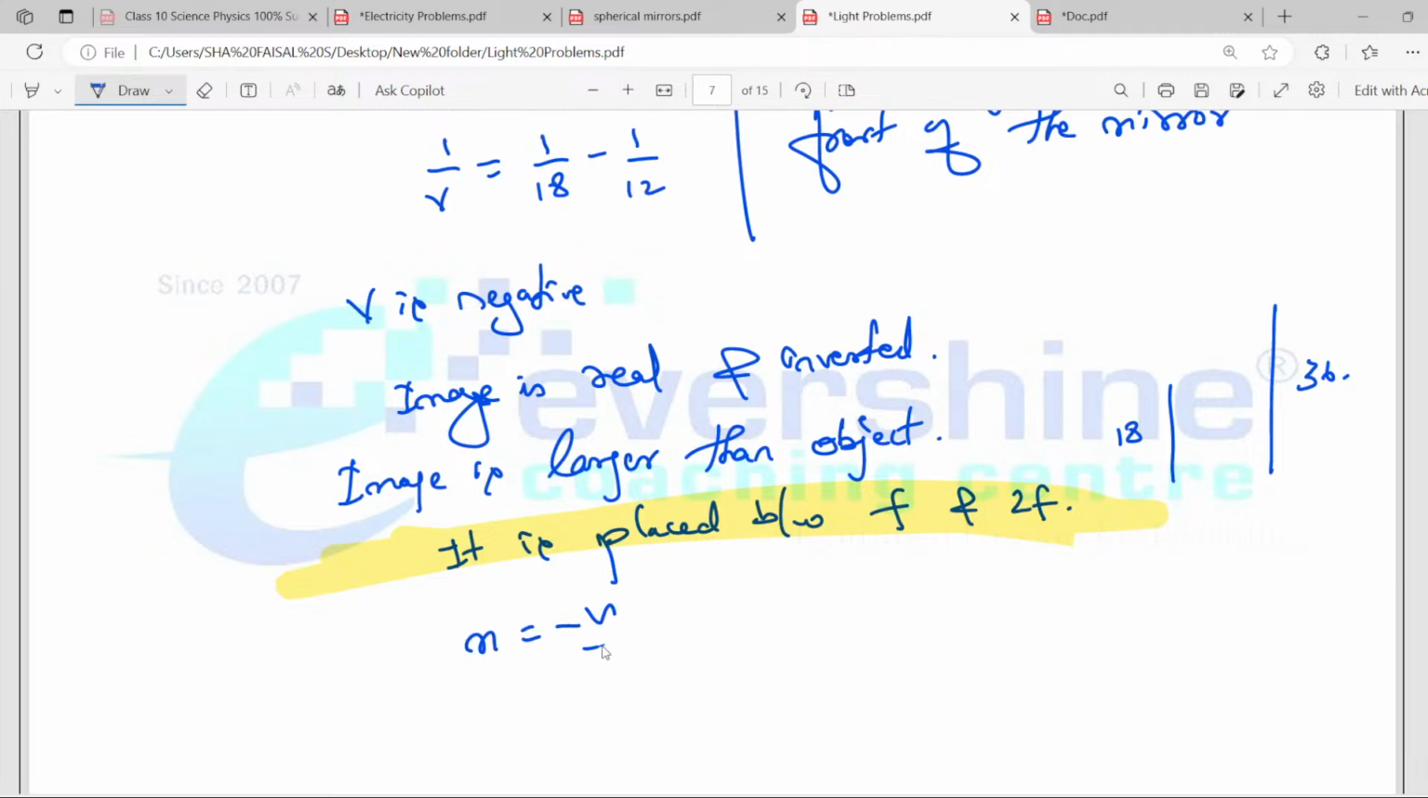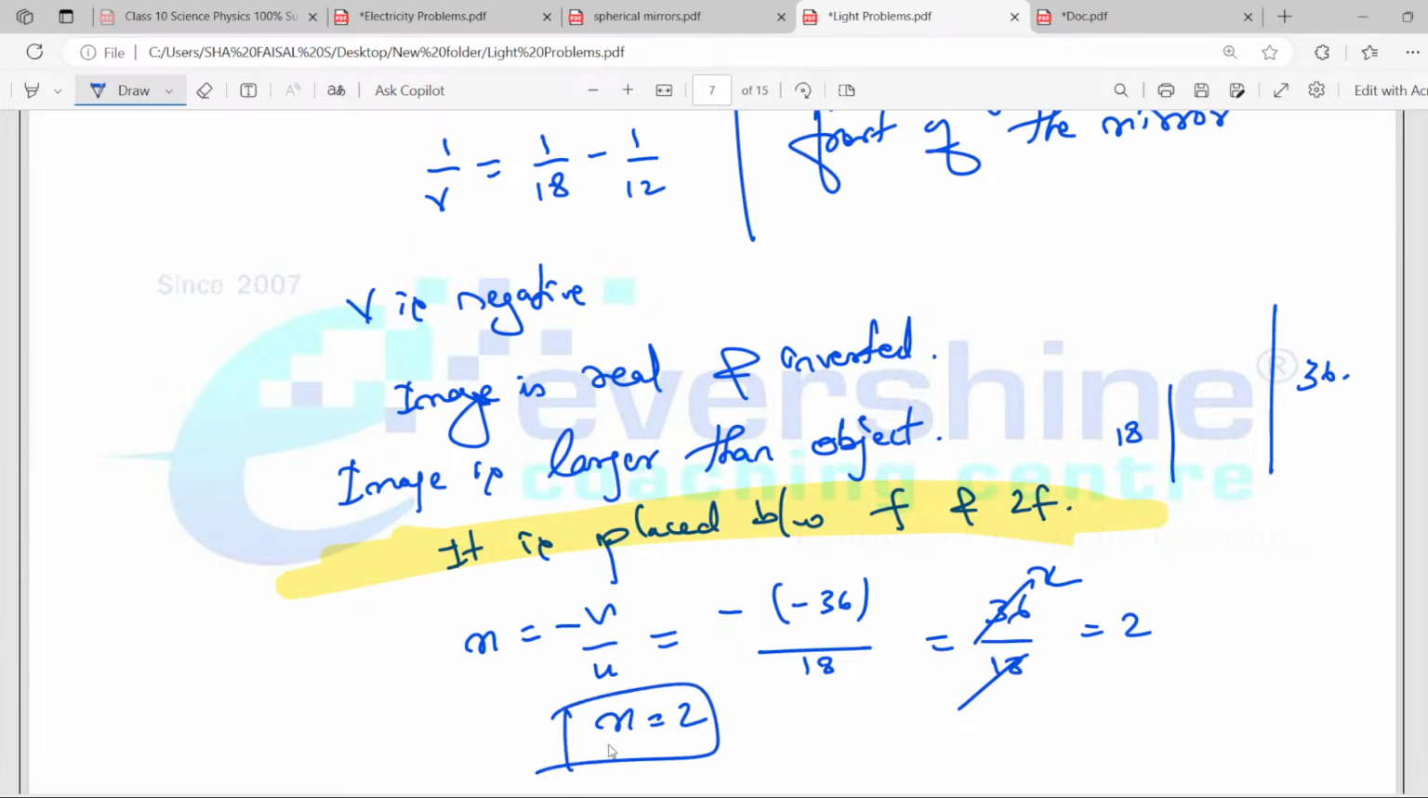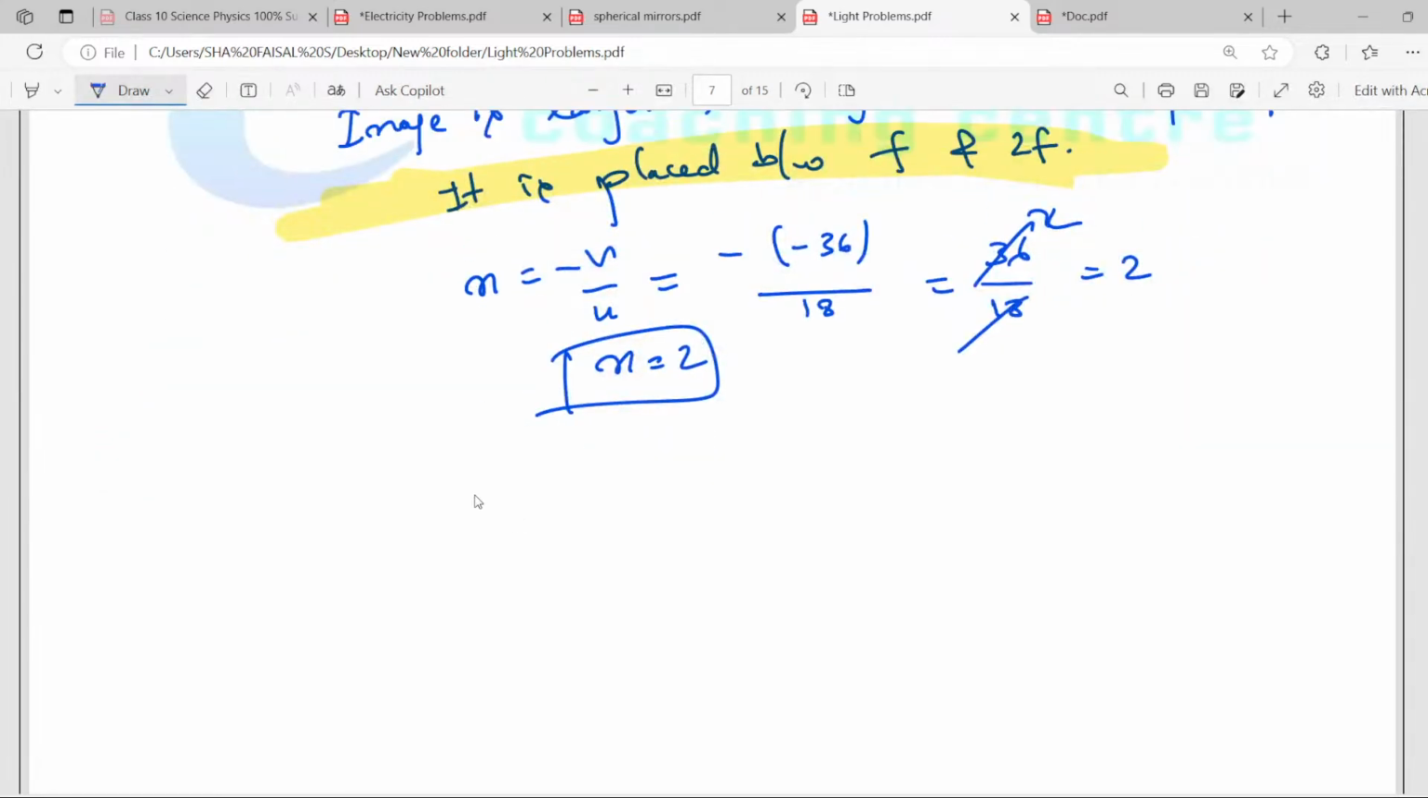So m is equal to minus v by u is equal to minus, the value of v is minus 36, u is 18. So minus into minus, plus 36 by 18. 18 ones are 18, twos are 36, the value of m is 2. It is plus 2. So the value of m is plus 2. What does plus indicate here? Plus indicates that image is twice the size of the object.